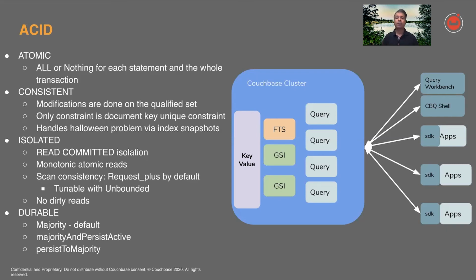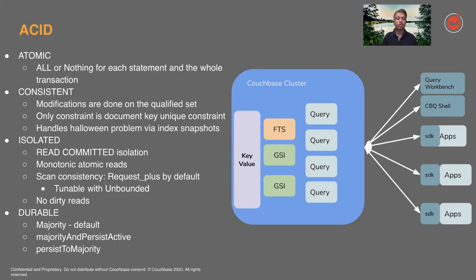If you have extreme performance need, you can change it to unbounded reads of the index. So we don't do any dirty reads, and we don't have an option for you to change the isolation to uncommitted read or dirty read. It's always read committed isolation.